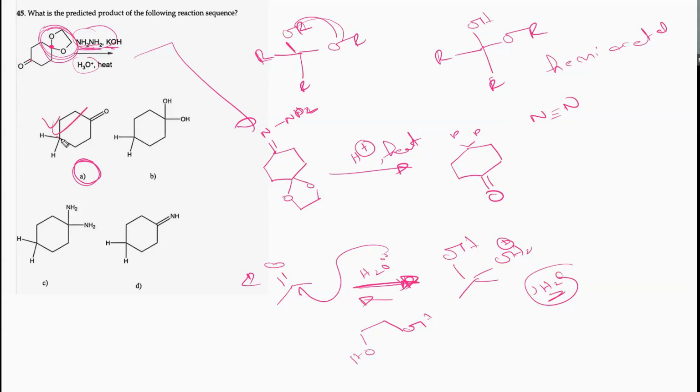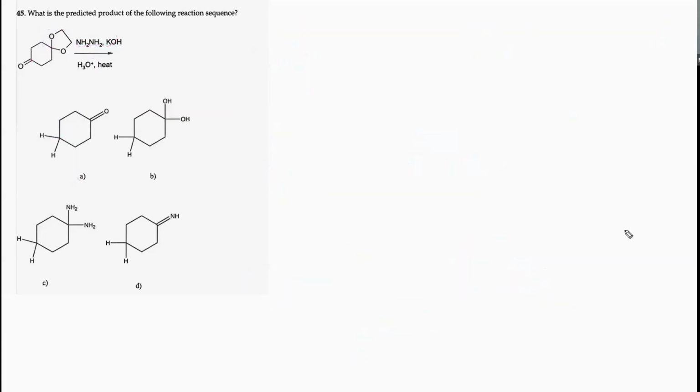So the right answer is this, because you reduce the ketone with Wolff-Kishner, and you're converting your acetal to a ketone. Okay. All right. So that's that.